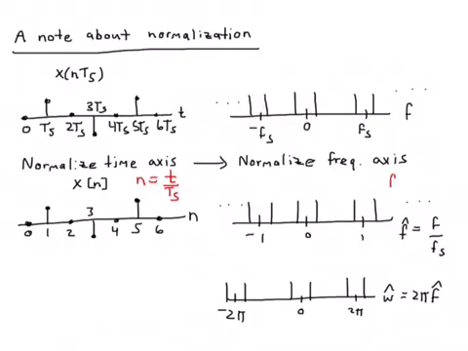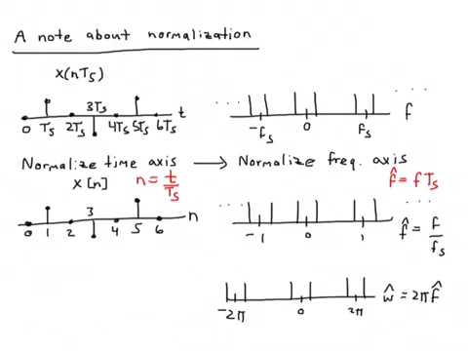t sub s, so that f hat is our normalized frequency axis. That's equivalent to taking f times t sub s, right? Because t sub s and f sub s are inverses of each other. And so that makes sense. We've divided the time axis by t sub s, which means we multiply the frequency axis by f sub s. And so this is our normalized frequency axis, f hat.